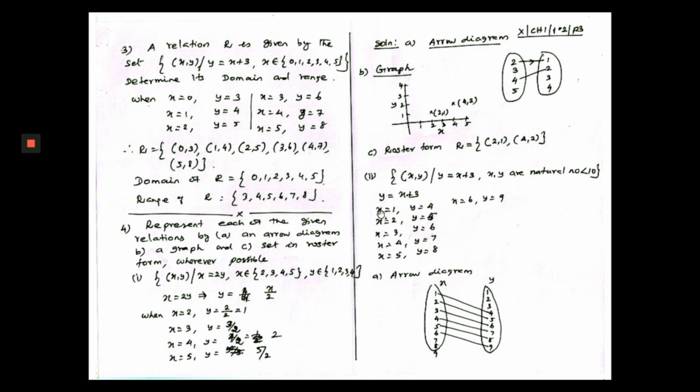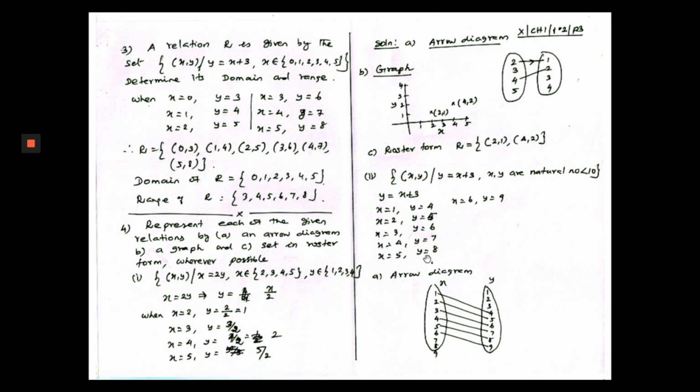When x is equal to 1, y is equal to 4. When x is equal to 2, y is equal to 5. When x is equal to 3, y is equal to 3 plus 3, which is 6. When x is equal to 4, 4 plus 3 is 7. When x is equal to 5, y is equal to 5 plus 3, which is 8. For x equal to 6, there is no image y value. So only up to x equal to 5 will we have the y value, up to y equal to 8.